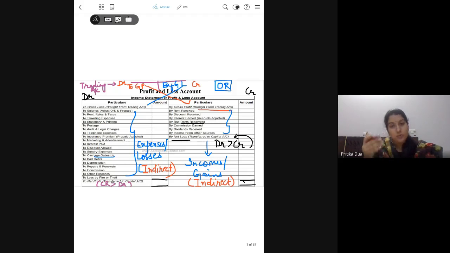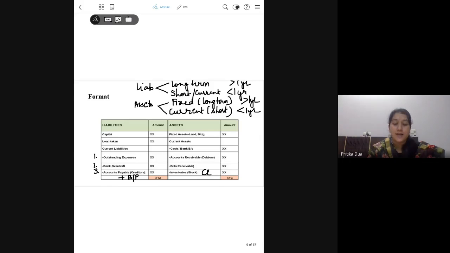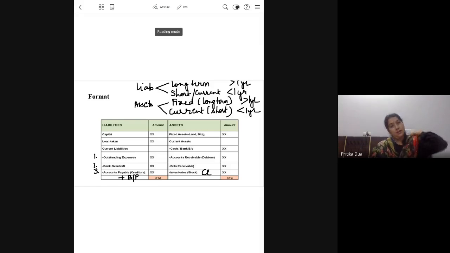And the third step, we are moving in a proper sequence. First trading account, then profit and loss, and then we move to the balance sheet. Now, balance sheet is representing the financial health of the business on the last day of the accounting period. So, generally, firms prepare their accounts on annual basis. That is, our financial year starts from 1st of April to the 31st of March of the next year. So, balance sheet is prepared as on 31st March of each year.